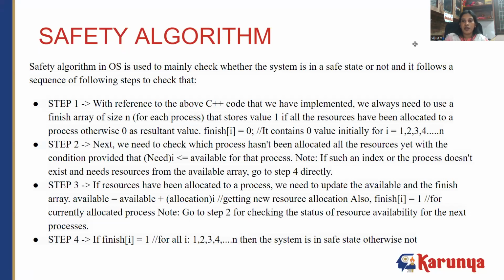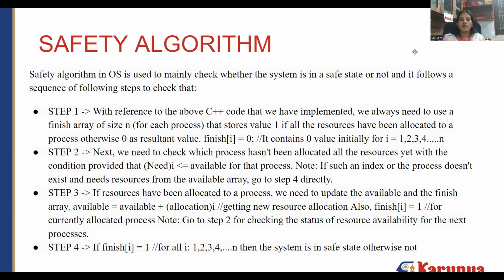So let's look into a deeper section on the safety algorithm. The safety algorithm in operating system is used mainly to check whether the system is in a safe state or not. To do that you will be following certain steps. The algorithm that we have seen is all about the safety algorithm. We need to use a finish array of size n, that is for each process, that stores a value of 1 if all the resources have been allocated to a process, otherwise 0 as a resultant value.